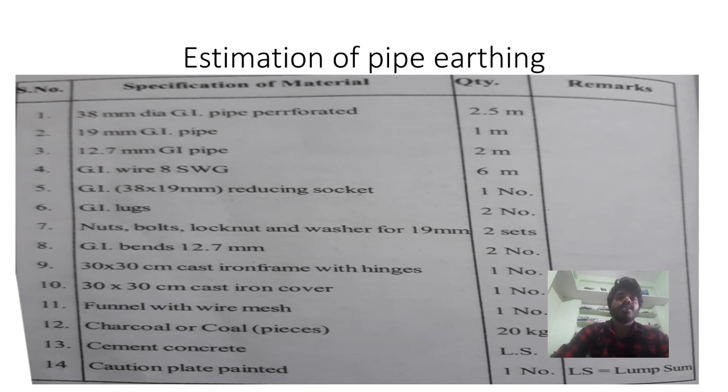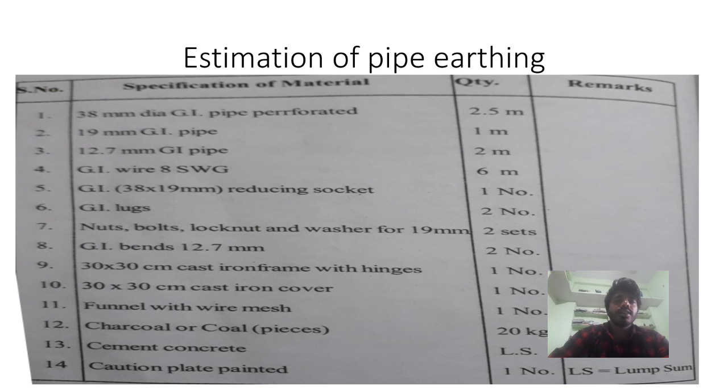This is the estimation of pipe earthing. Coming to the specification of materials. What are the specification materials? First, 38 mm diameter GI pipe. Next, 19 mm GI pipe, 12.7 mm GI pipe. Fourth, GI wire 8 SWG, and fifth, GI 38 into 19 mm reducing socket.